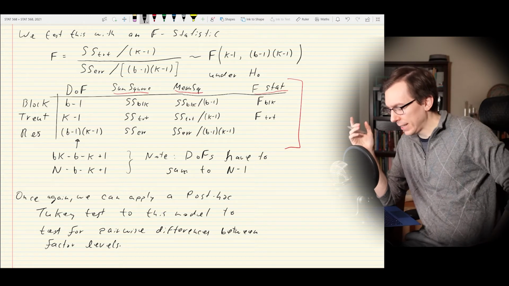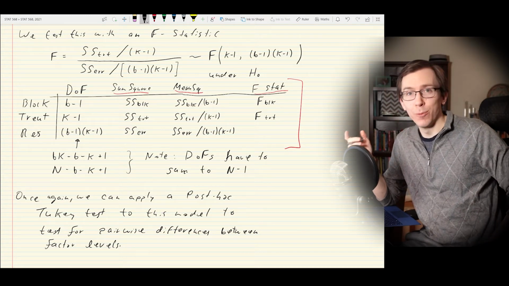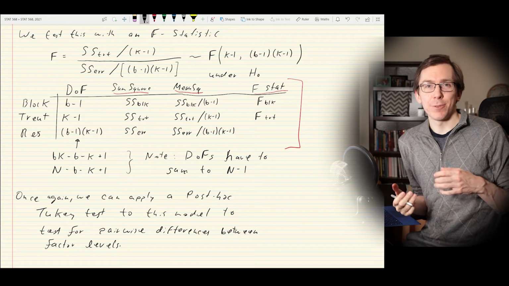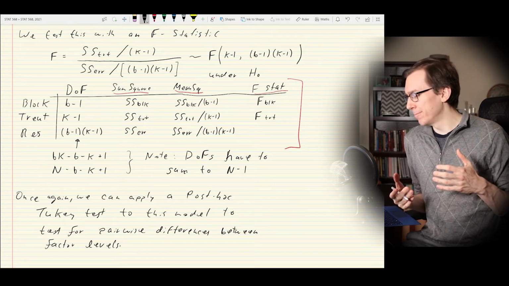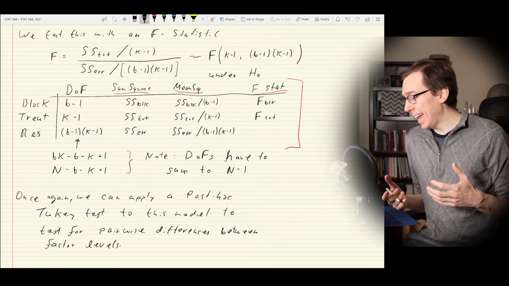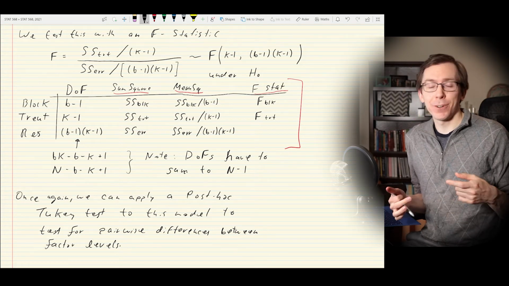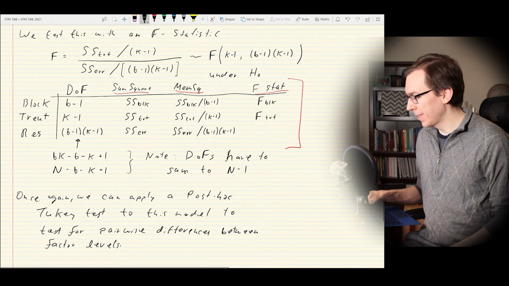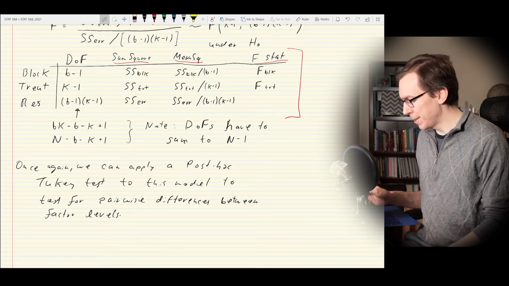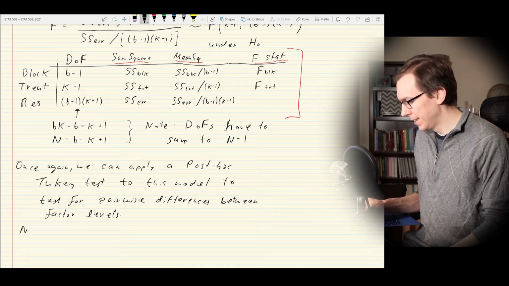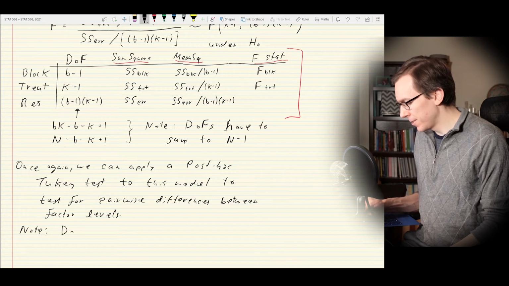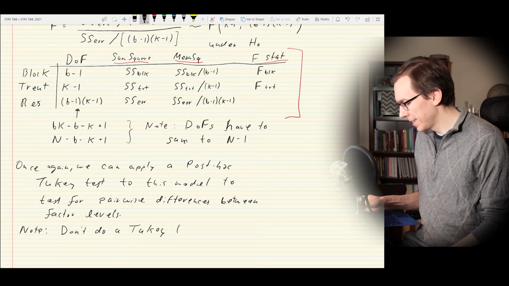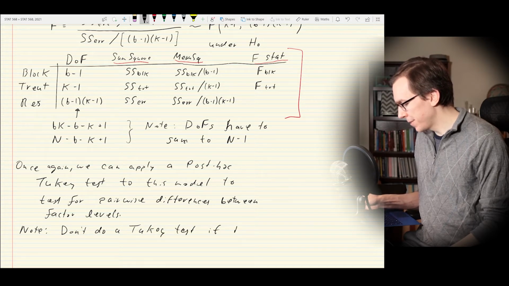Now, whether or not we want to do a post hoc Tukey test is really up to the setting of the experiment and the results that we get. The first thing always to note is that, and I forget if I mentioned this the first time we did the post hoc Tukey test, but note: don't do a Tukey test if F is not significant.